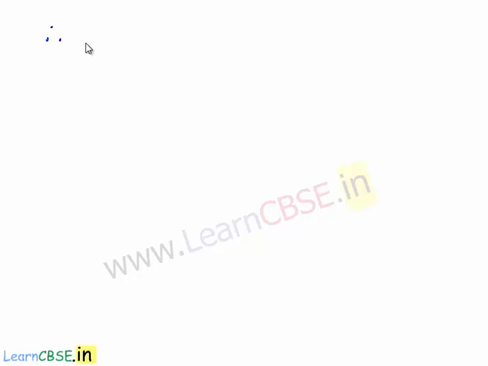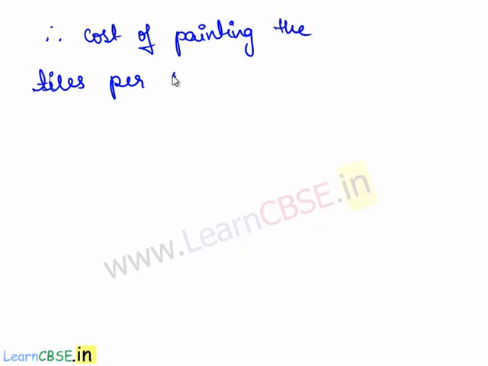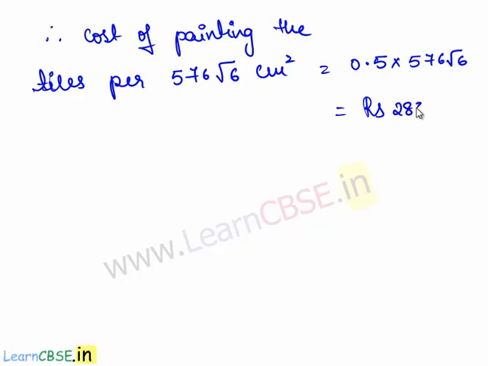Therefore, cost of polishing the tiles per 576 root 6 centimeter square is equal to 0.5 times 576 root 6, which is equal to rupees 288 times root 6, which is equal to rupees 705.60.